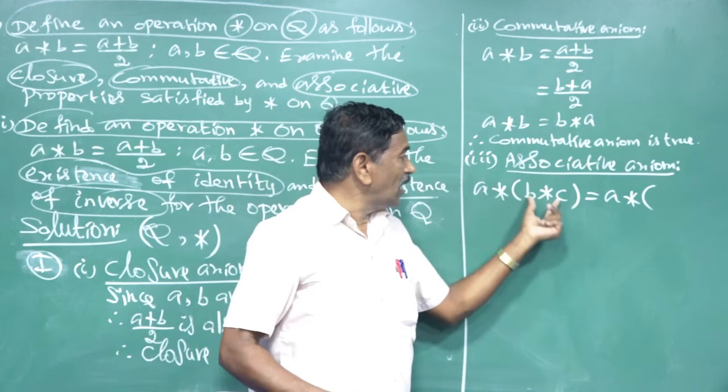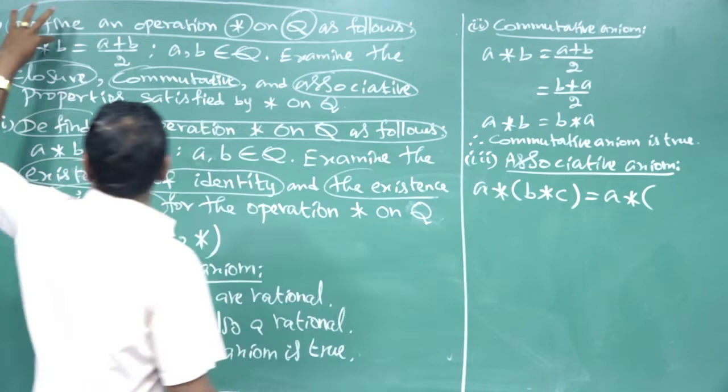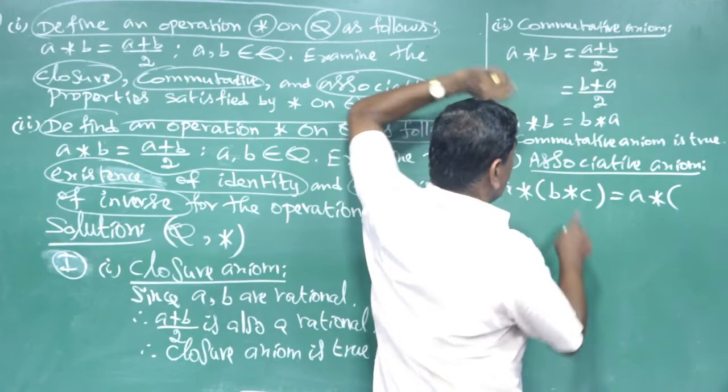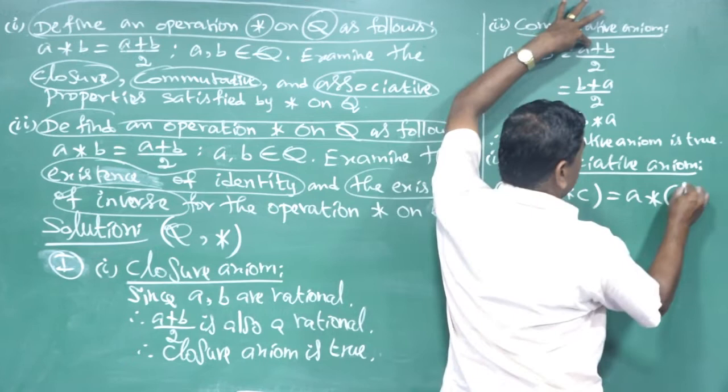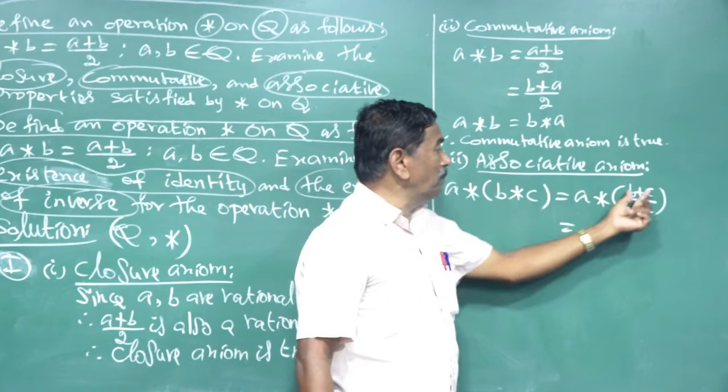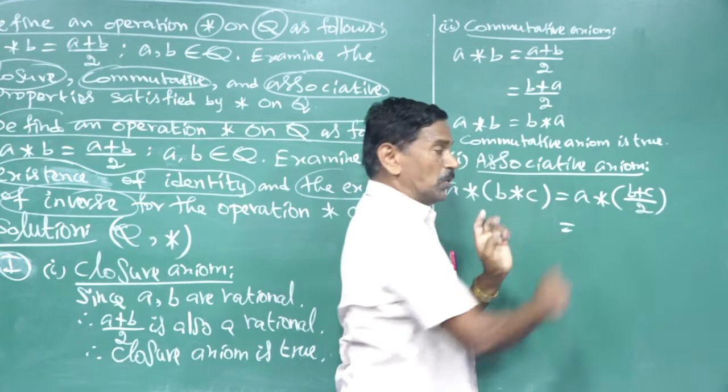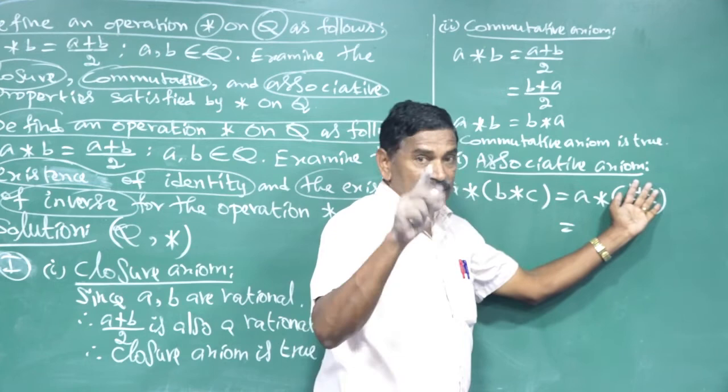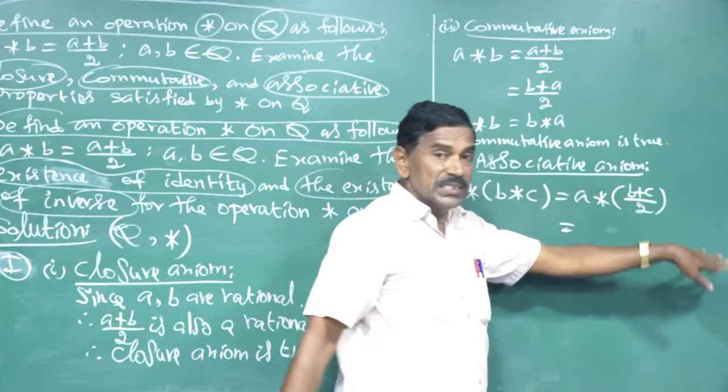B star C. What is B star C? As per the condition. See, every time we want to use this condition, that is important. B star C is equal to (B plus C) by 2. That is, B star C equal to first element plus the second element by 2. Now, again, A is the first element and this bracket is fully considered as the second element. And if star is between two elements, its image is given by first element plus the second element fully divided by 2.